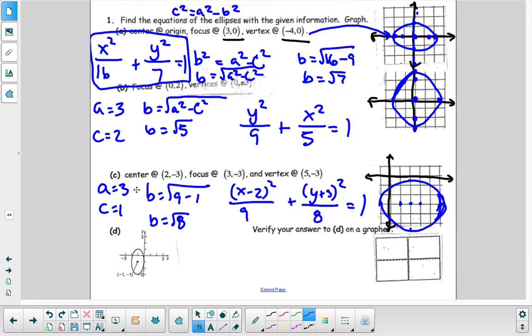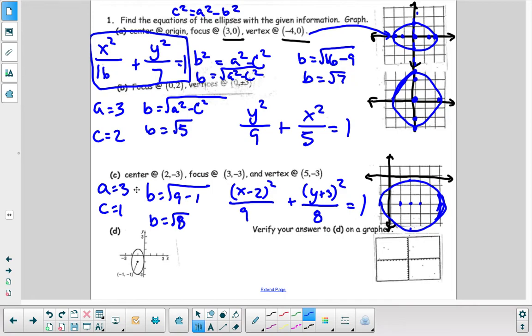I'm actually going to skip this just for the sake of saving some time. If you need help on this question, feel free, but you're just, again, finding the equation of it based off the graph. You can find those co-vertices and vertices based off of the graph. It's not trying to trick you at all. It also gives you the center.